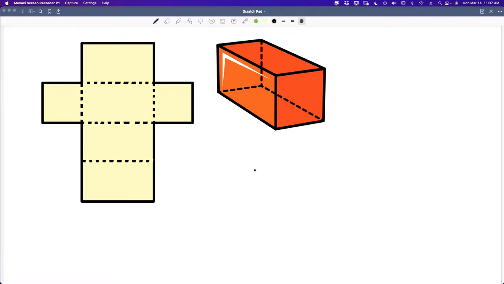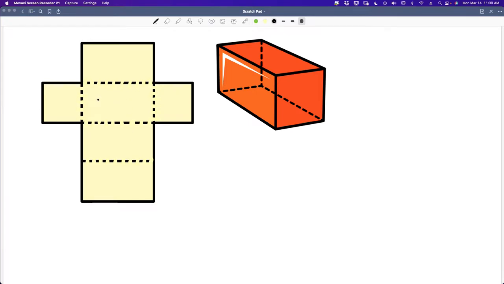Today I wanted to take the opportunity to introduce you to something called nets. This is a net. A net is the surface area of a geometric three-dimensional shape. So if you were to take this rectangular form right here, this box, and you were to lay each side flat down, this is the shape that you would have.